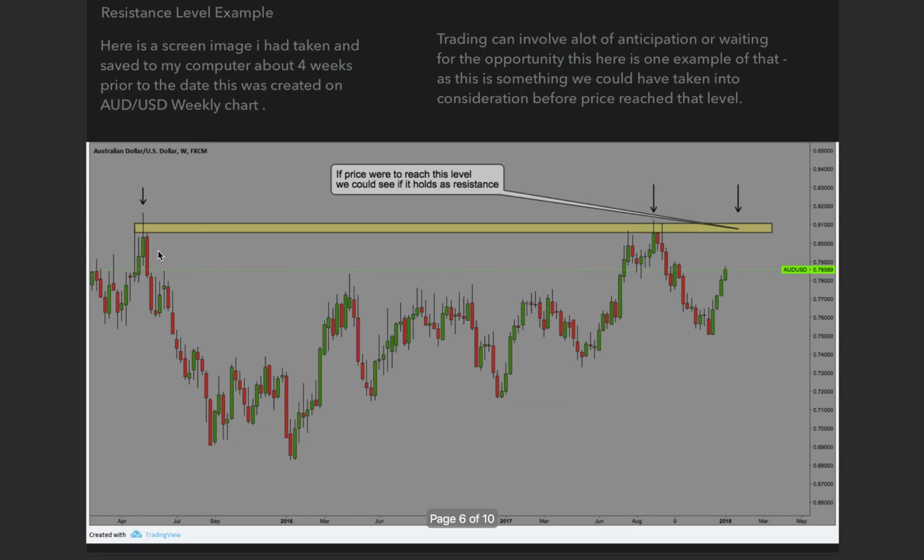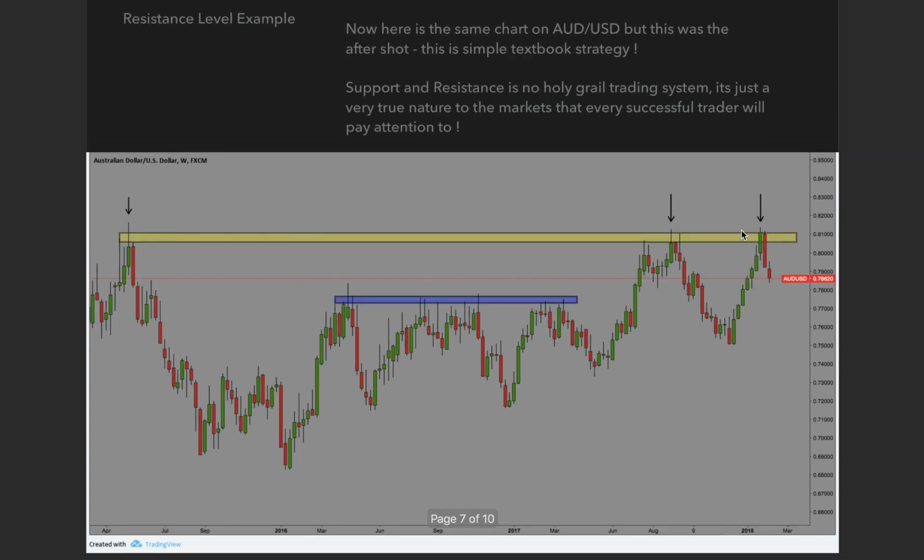So when I talked a little bit at the beginning about how trading can involve anticipation, this was something I anticipated. I anticipated the market to go here, and what I wanted to do when it went there was sell it. I already had the anticipation and the idea of what I was going to do.